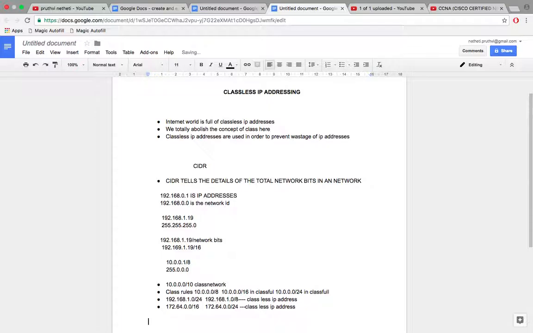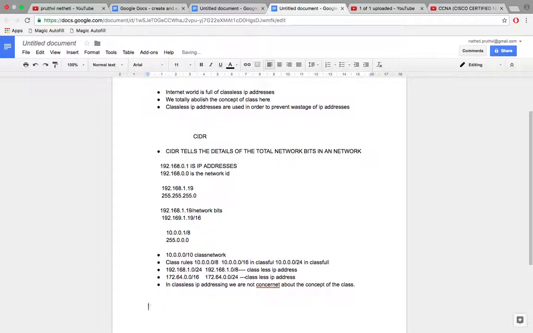So in classless IP addressing, the main concept is that we are not concerned about the concept of class. The concept of the class is completely abolished or removed in this classless IP addressing. So now we'll represent how an IP address will be there.